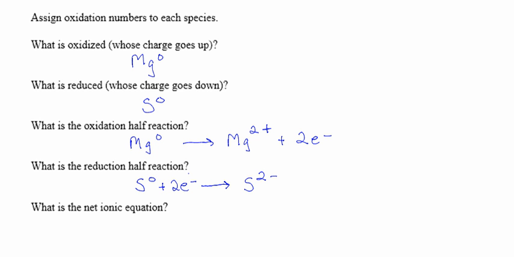The net ionic equation is just the two half reactions written together where the electrons cancel out. So Mg0 plus S0. The electrons left of the arrow cancel out the electrons right of the arrow, just like in math. And we are left with MgS.